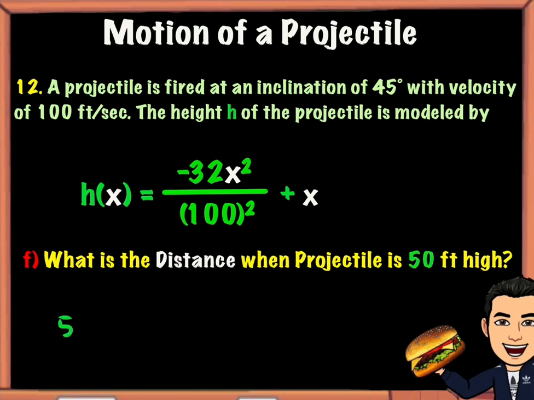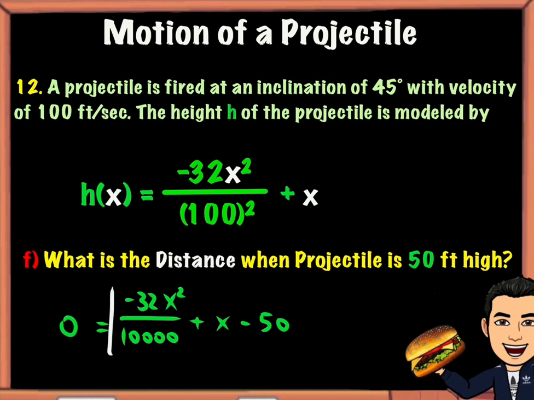So what is the distance when the projectile is 50 feet high? So you want to say that height is 50 feet. This is equal to negative 32x squared over 10,000 plus x. Subtract 50 on both sides. Now you have one side equal to 0. And now we have a standard form quadratic expression. If you put it in the quadratic formula and solve for x, you're going to find that there are two distances when the projectile is 50 feet high. The distances are 62.5 and 250.